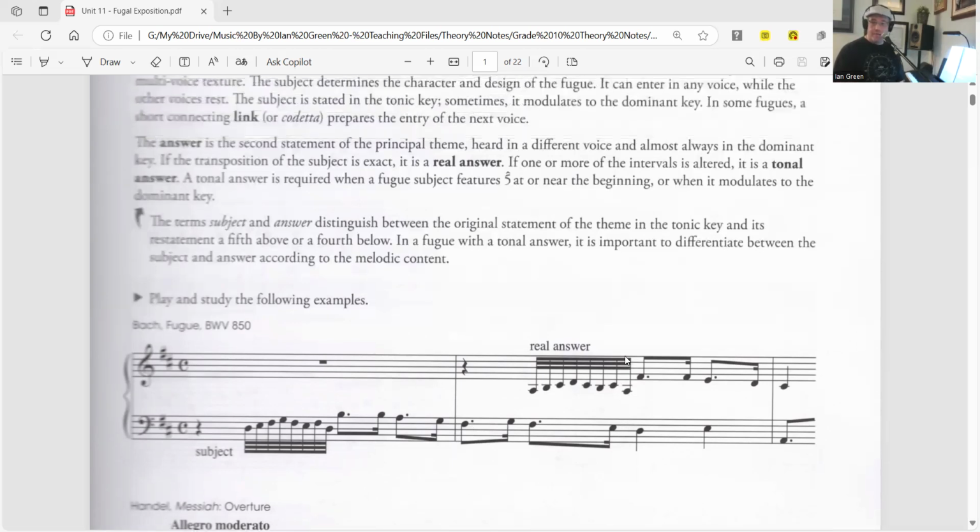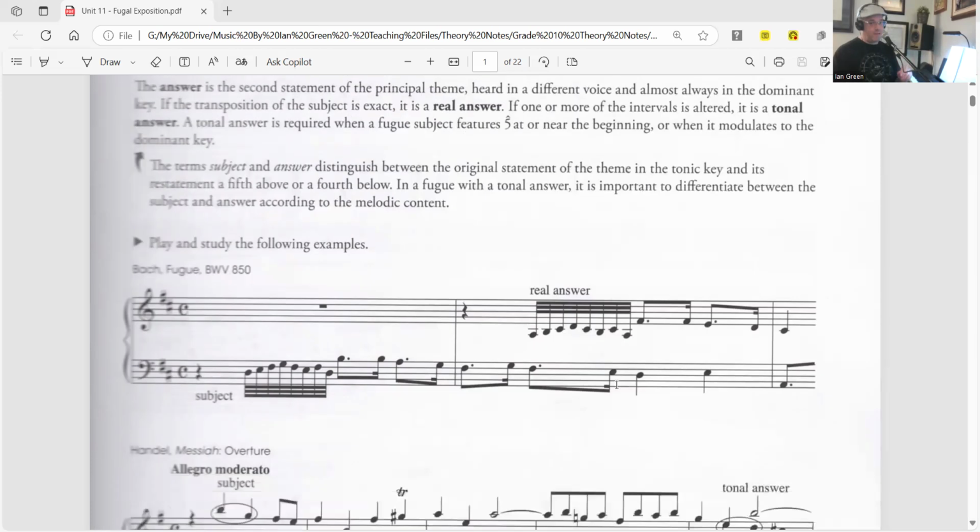Now, a tonal answer would have the same rhythmic material, but some of the intervals or pitches within the answer itself are not exactly the same as the subject. That doesn't mean that it doesn't exist or it shouldn't be found. It's just that it's not exactly a real answer, because some of the intervals are a little bit different.